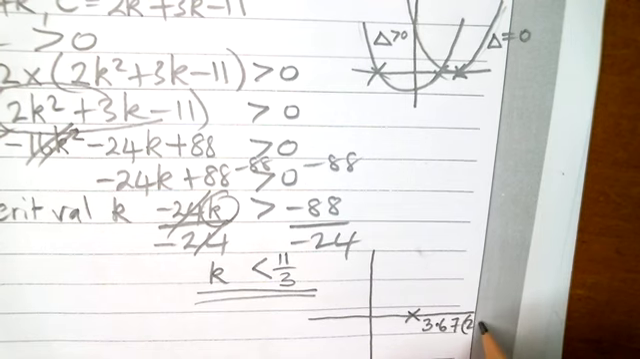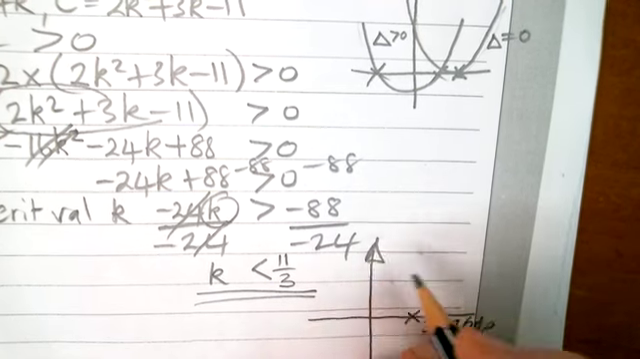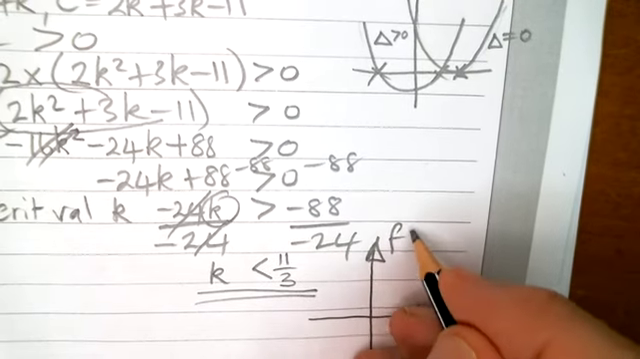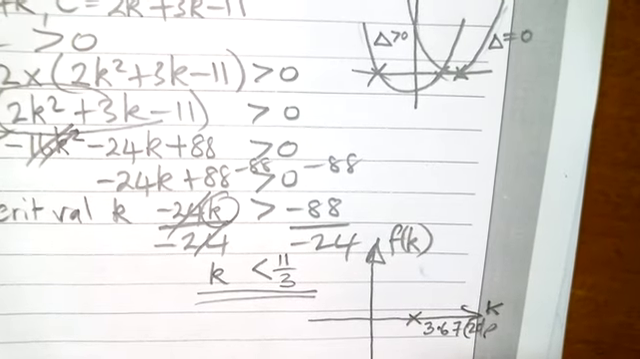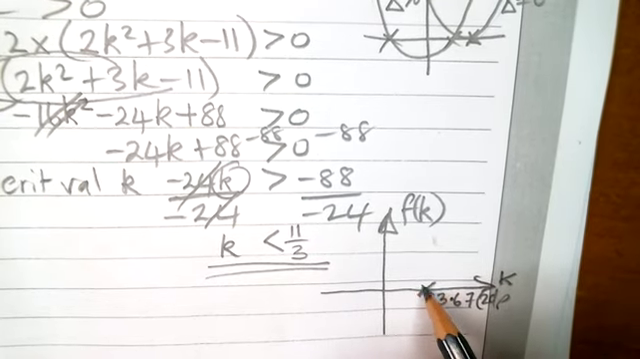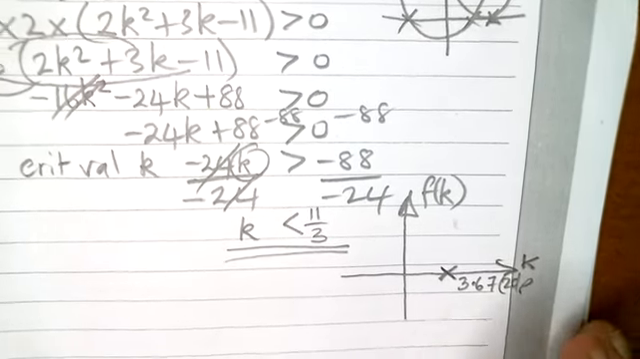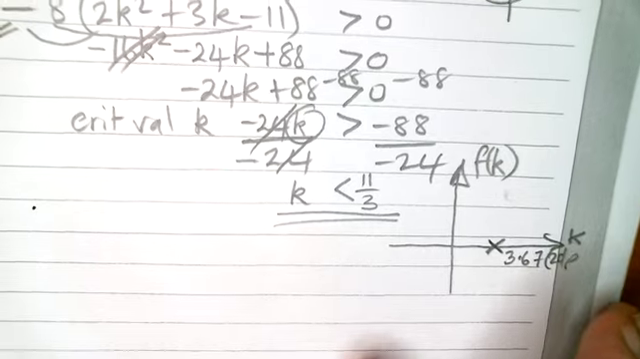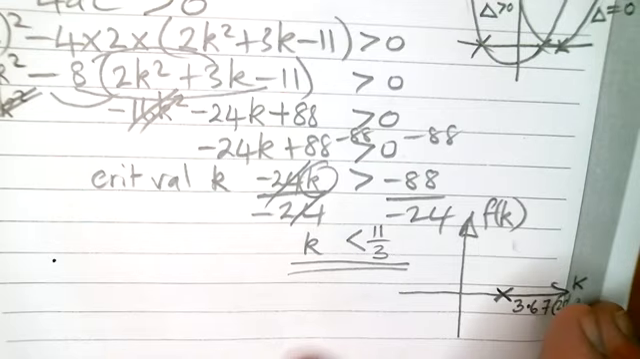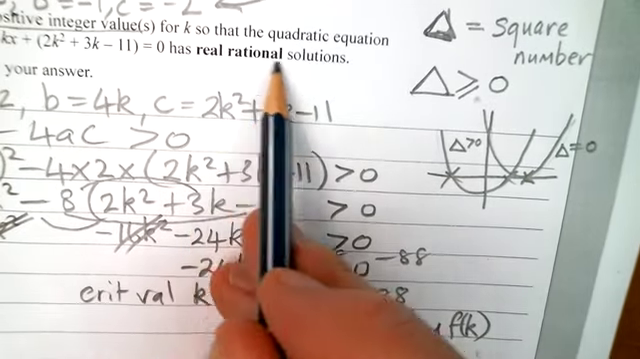3.672 dp. There it is. So this here is going to be k along here, and this is going to be f of k, the function of k, and it's going to cross at this point somewhere. But that's really not what we're interested in. We're really interested in finding the values for which this is going to be true. So we're looking for real rational solutions.